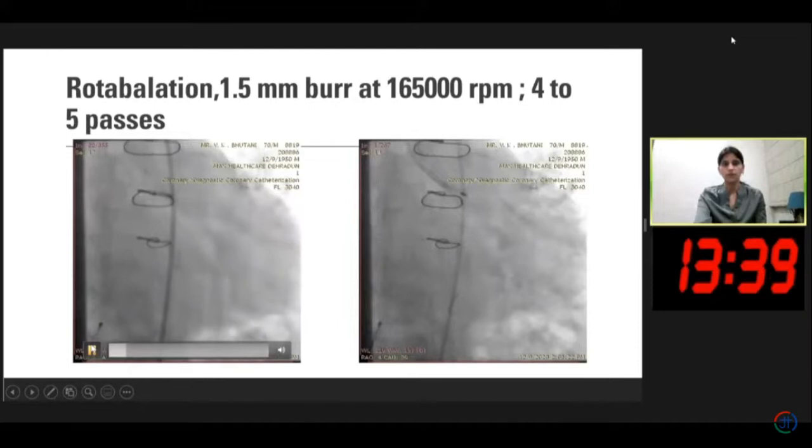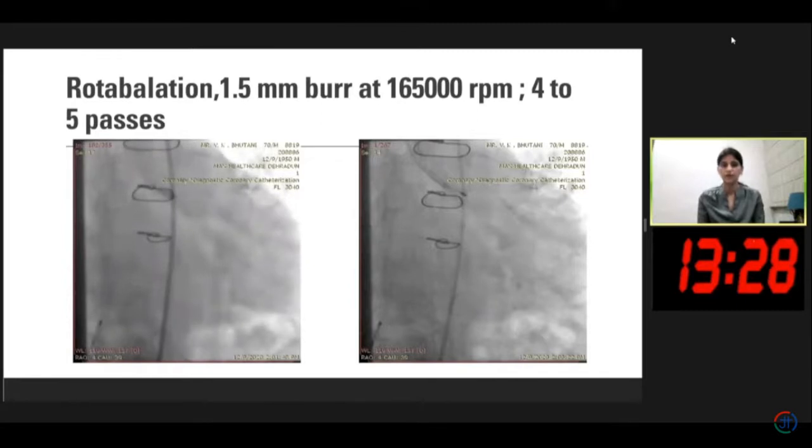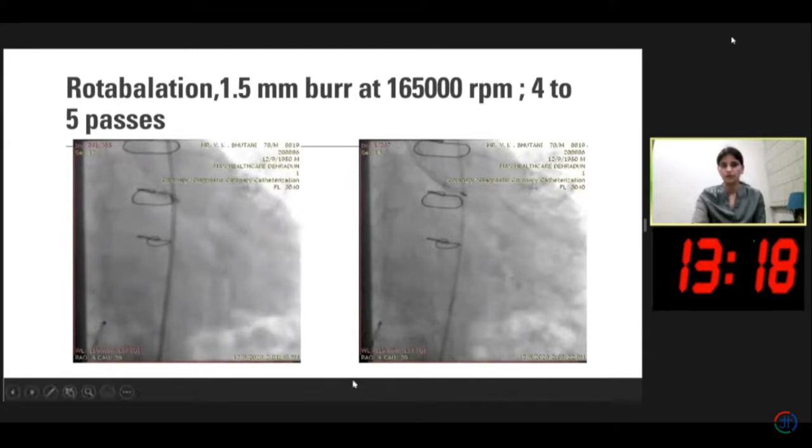And then the burring was done. There was a little resistance at the site where the tortuosity was, and the burr was moving at a speed of 160 to 165, and we did 4 to 5 passes of rotablation. Here the burr was actually getting stuck, but after 2-3 passes the resistance was gone.